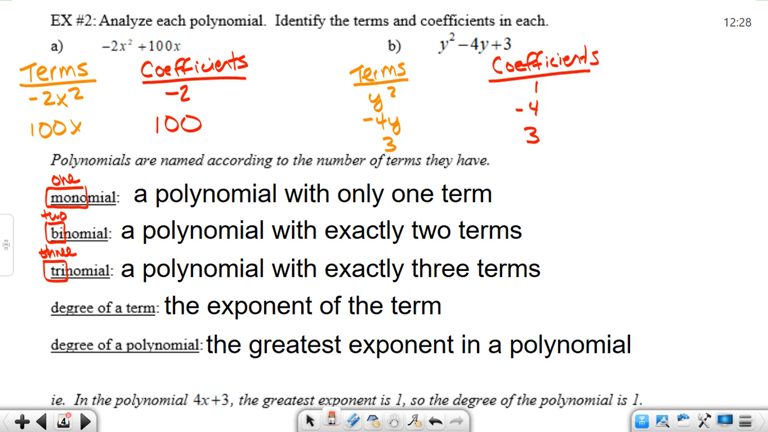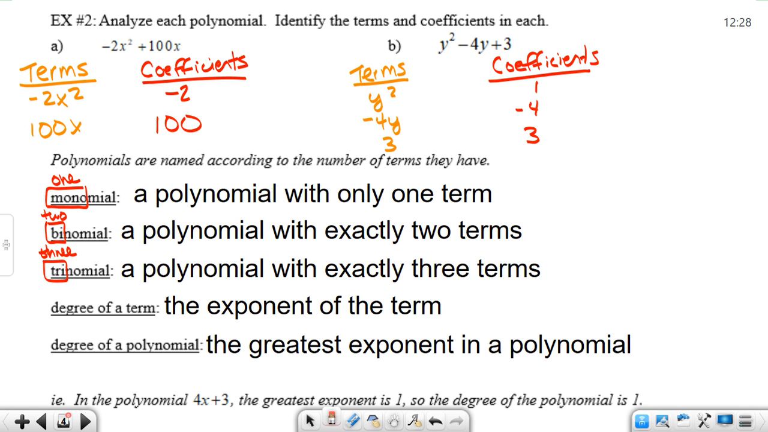Now, there are further ways to identify different types of polynomials. And another way, guys, is through what we call the degree of the polynomial. And some of you might say, well, degree, is that dealing with temperature? No, it's not dealing with temperature. When you guys think degree, I want you to think exponent. Okay, exponent.